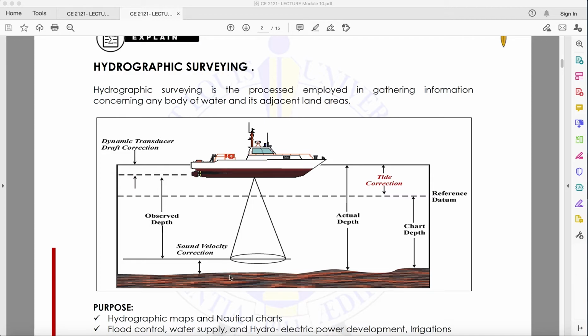So this is the site. Next would be the tide correction. Why is it tide correction? Because we know that we have high tide and low tide. If it is a low tide, then there comes our reference datum, and this is our actual depth from the surface of the water up to the bed. Then we have here the chart depth from the datum up to the water bed.